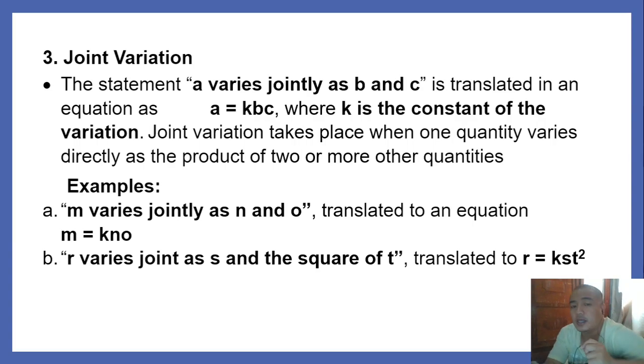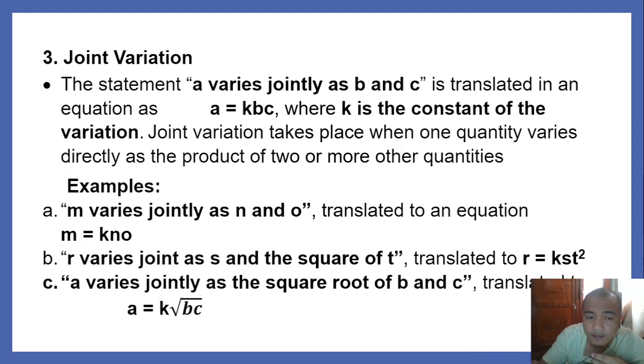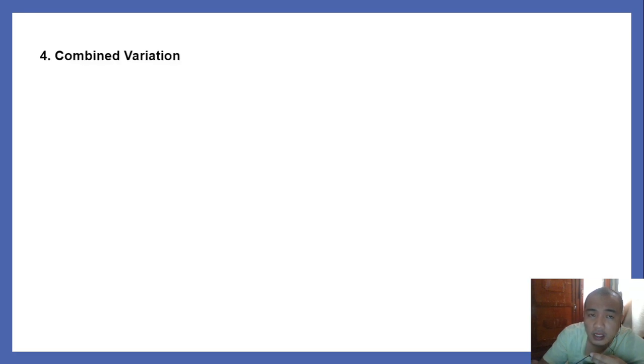R varies jointly as S and the square of T. Translated to R is equal to KST squared. K is the constant of variation. A varies jointly as the square root of B and C. Translated to A equals K times the square root of B times C. Okay, that was joint variation.